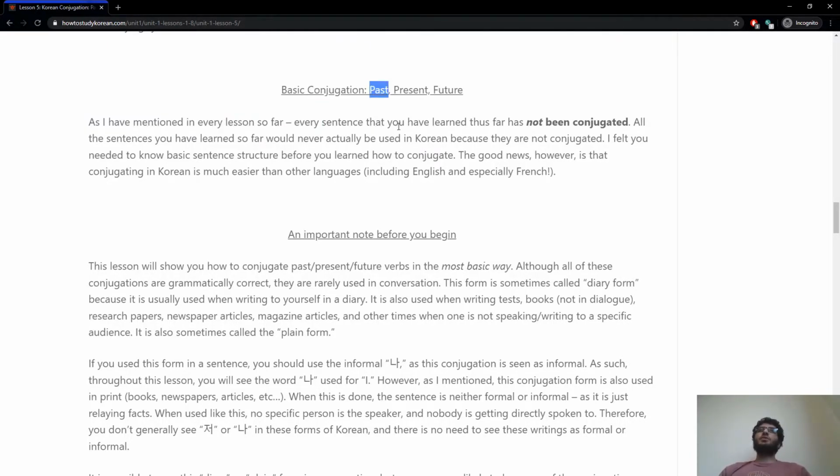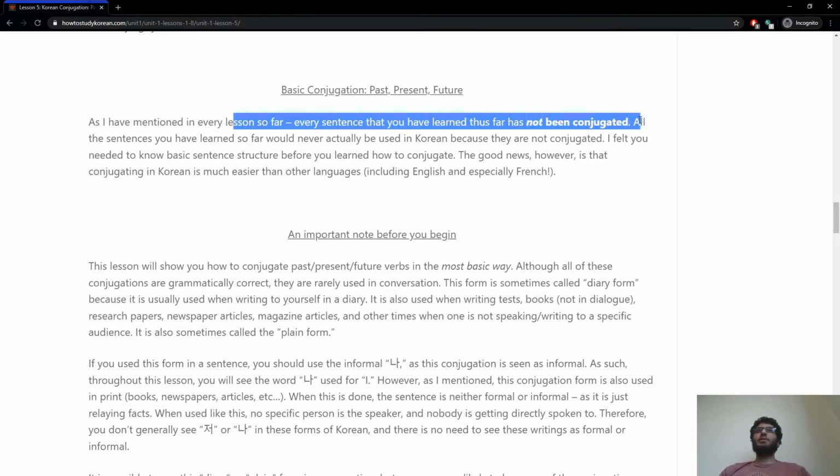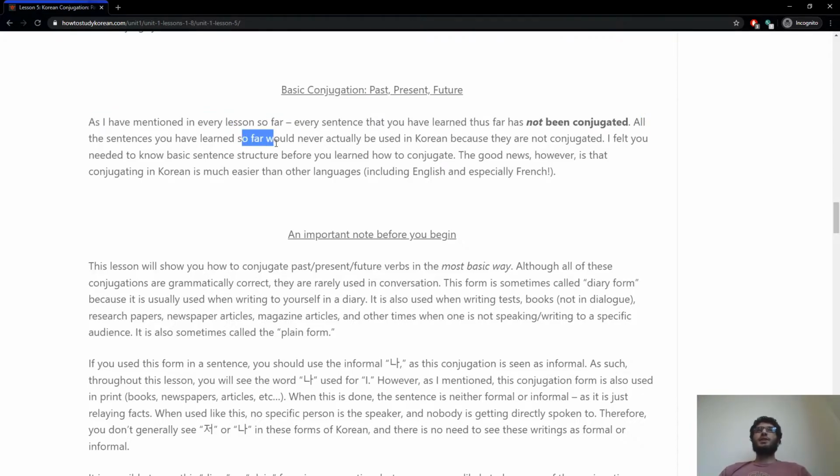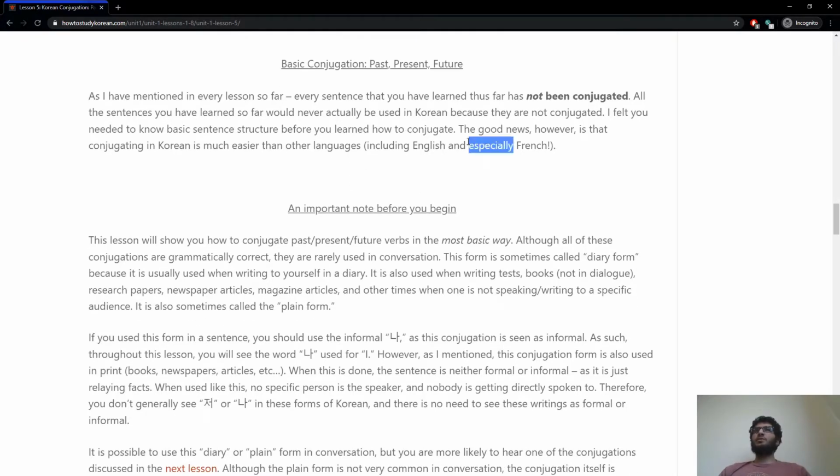Basic conjugations. Alright, every sentence we've learned so far has not been conjugated. All the sentences so far would never actually be used in Korean because they're not conjugated. I felt you needed to know the basic sentence structure before you learned how to conjugate. The good news is, conjugating in Korean is much easier than other languages, especially English and French.